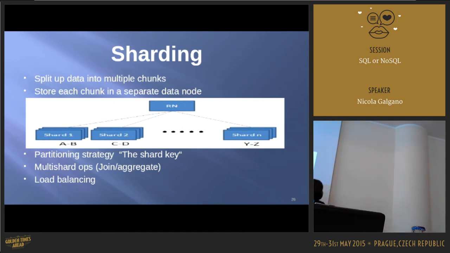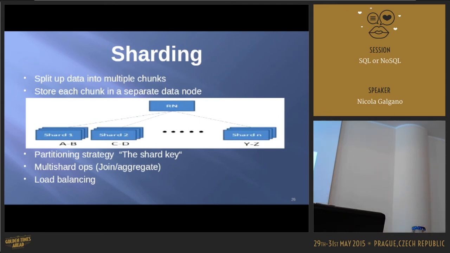In this silly example, I've used simple alphabetical order. But maybe you can use another kind of concept. If we always refer to the order example, maybe I can store in one shard only the orders, and in another only the customers, and in another only the products. So this is a very important choice that you have to make.